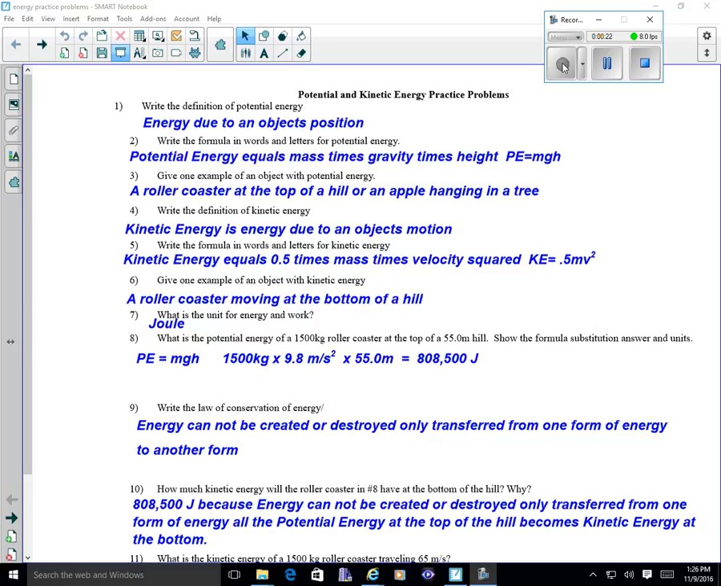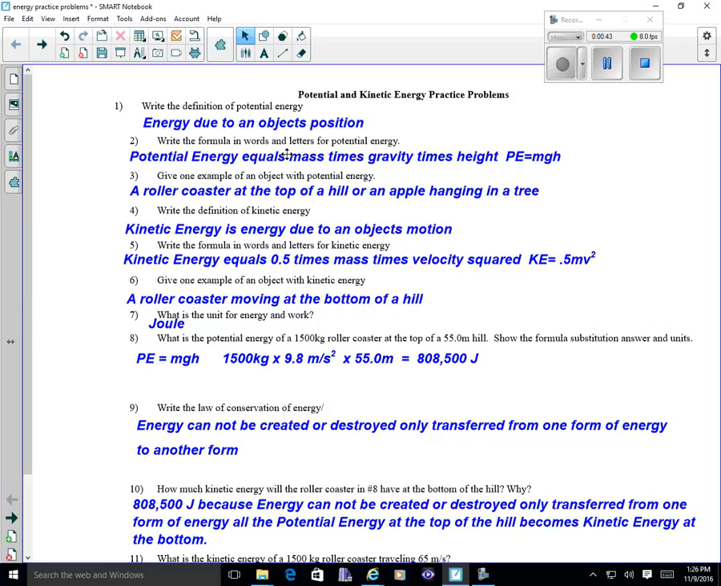Okay, so anyway, the formula you're going to use is the potential energy equals mass times gravity times height, or PE equals mgh. The way I remember that is physical education makes guys or girls healthy. That's the clean way to remember it. We won't get into the other way.